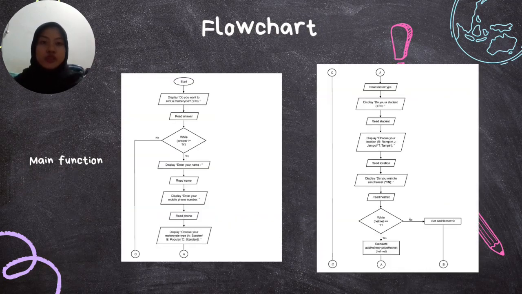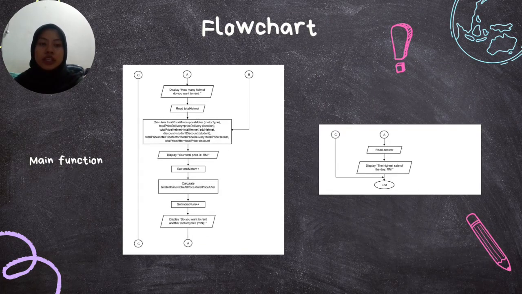Next, we go to flowchart. We start with asking the user if the user wants to rent a motorcycle or not. After that, read the user answer. If user enters N, we will stop the program. And if user enters Y, we will go through to ask their name, mobile phone number and others. After that, ask user if they want to rent helmet or not. If user enters N, we will set price as 0. If user enters Y, we will calculate helmet price.